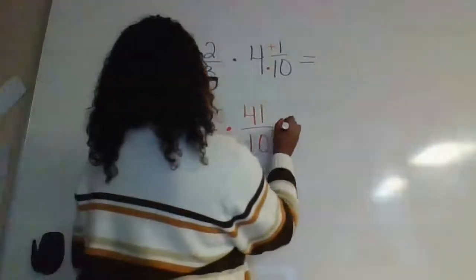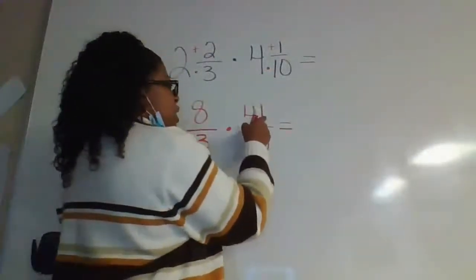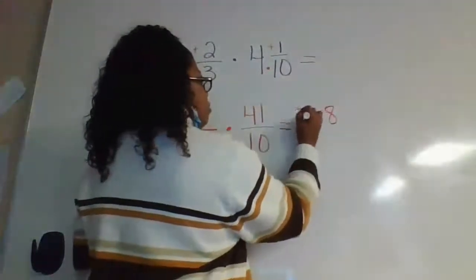See that? Good. So 8 times 41 gives us, 8 times 1 is 8, and then 4 times 8 is 32, so 328.